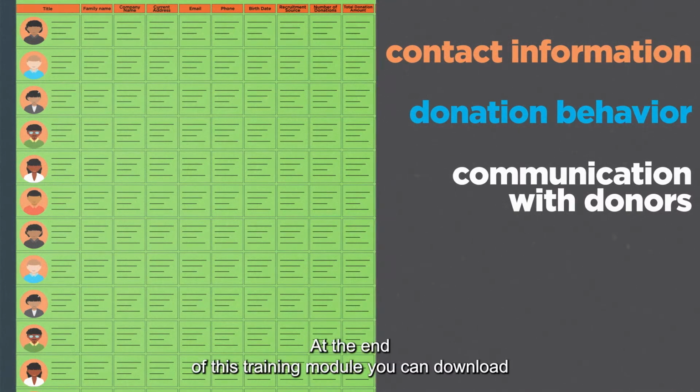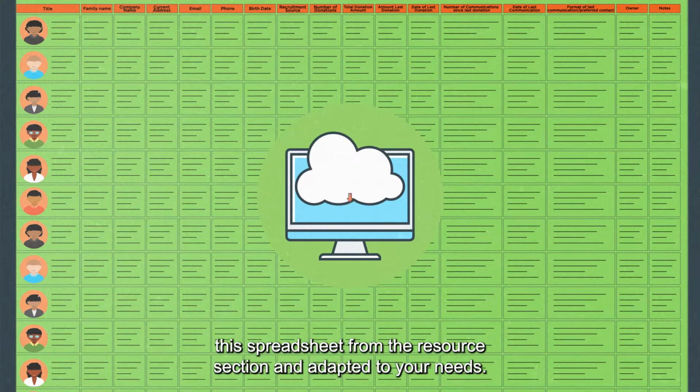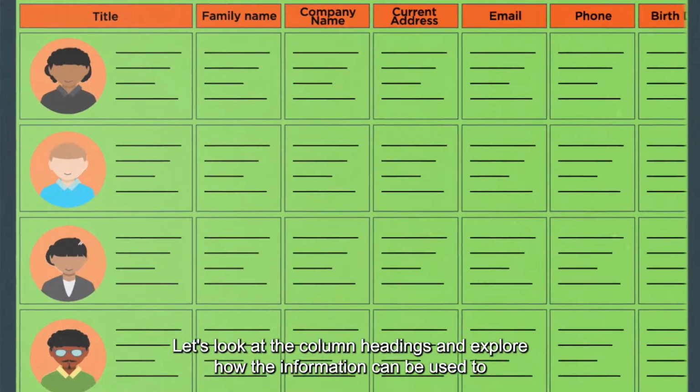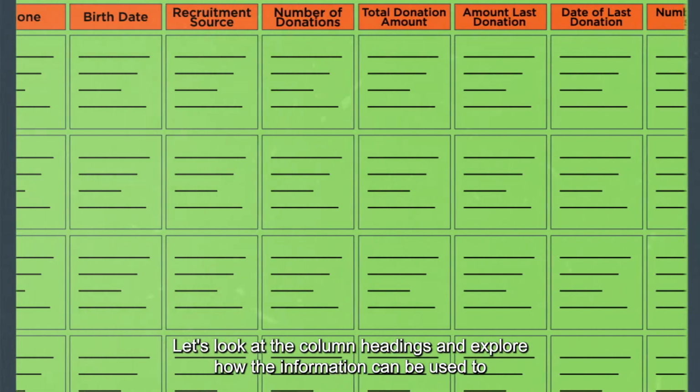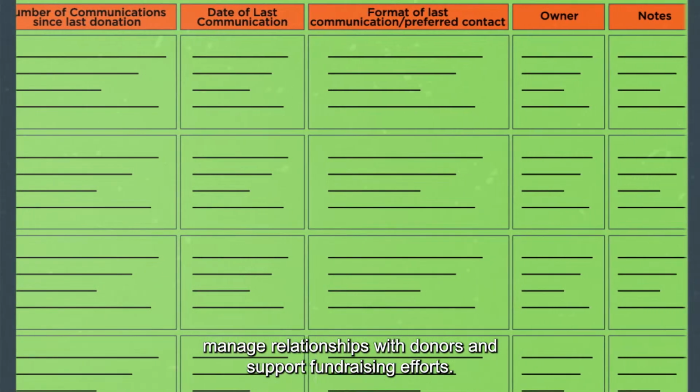At the end of this training module, you can download this spreadsheet from the resource section and adapt it to your needs. Let's look at the column headings and explore how the information can be used to manage relationships with donors and support fundraising efforts.